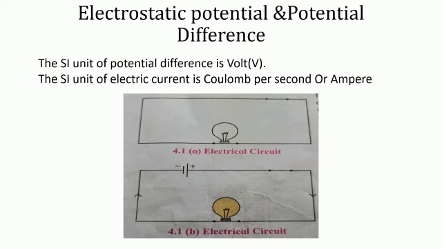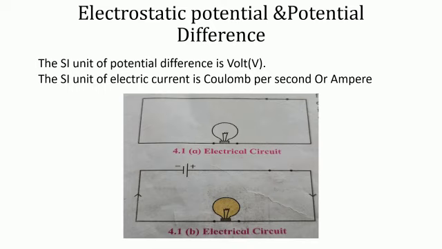Take connecting copper wires and connect the circuit as shown in figure 4.1a. No current is seen to flow in the bulb. Now connect, in the same circuit, a 1.5 volt dry cell available in the market, as shown in figure 4.1b.